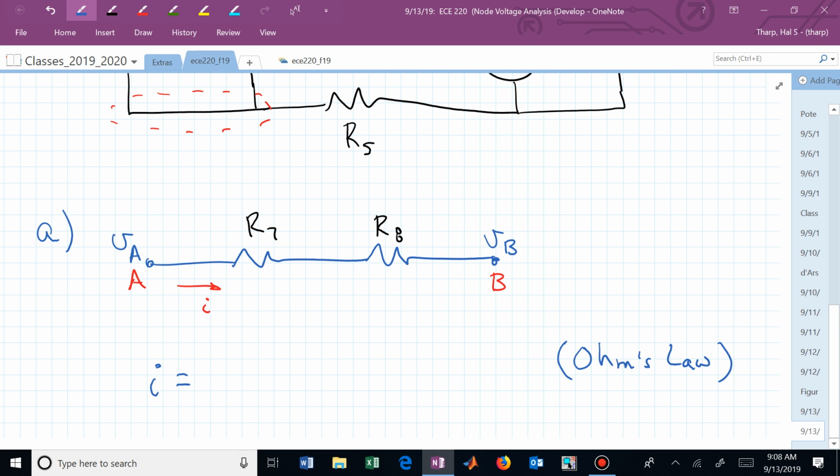R sub 7 plus R sub 8. I in this particular box is now V sub A minus V sub B over R7 plus R sub 8. That you should be very comfortable with knowing or doing. That's Ohm's law, writing KCL, or as a component of writing KCL at node A for the current I going to the right.